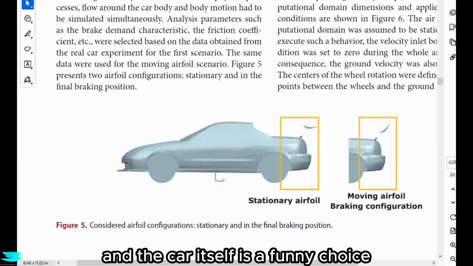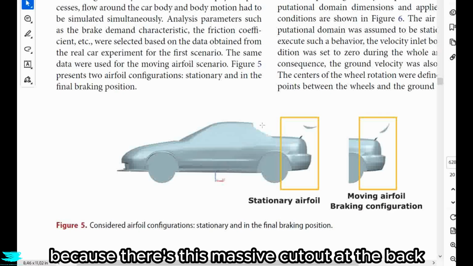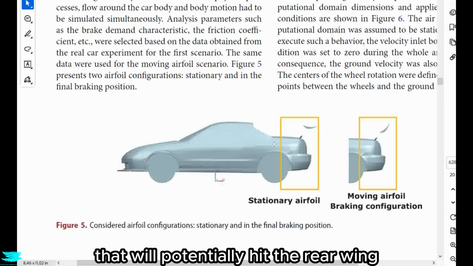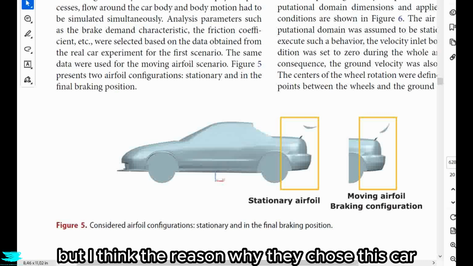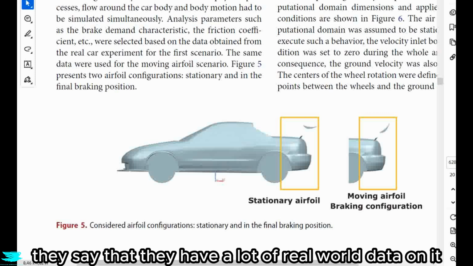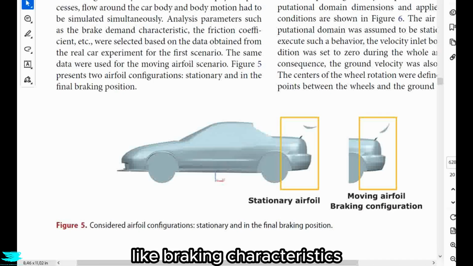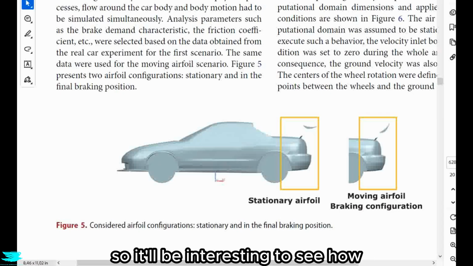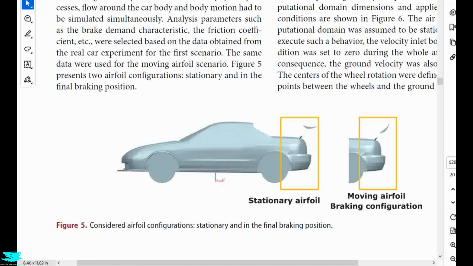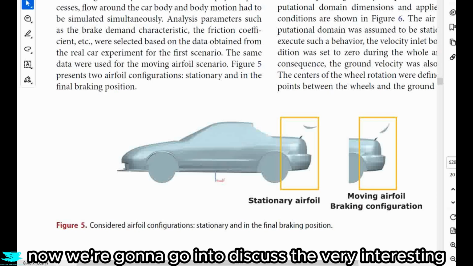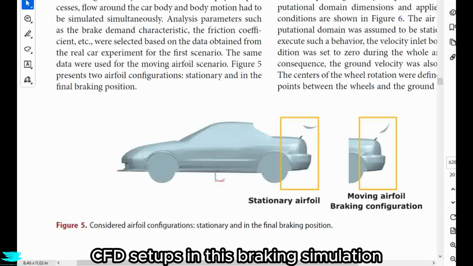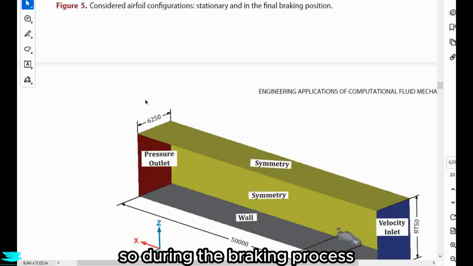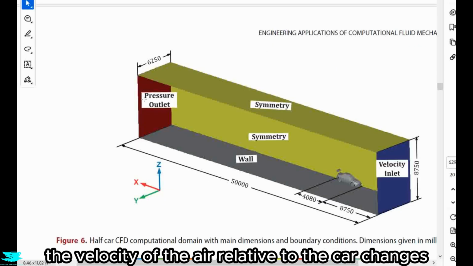And the car itself is a funny choice because there is this massive cutout at the back behind the rear window, and that's going to create a large wake that will potentially hit the rear wing. But I think the reason why they chose this car above all others is that they say they have a lot of real-world data on it, like braking characteristics, the friction coefficients, the suspension, all that kind of stuff. So it'll be interesting to see how the car performs under braking. Now, we're going to discuss the very interesting CFD setup for this braking simulation. Let's look at what they are doing here. During the braking process, the velocity of the air relative to the car changes.